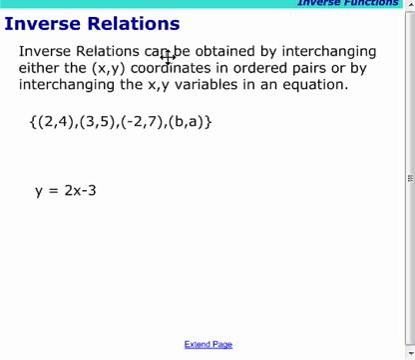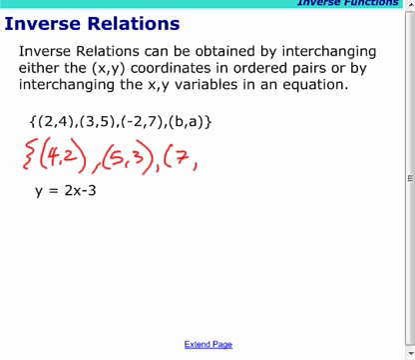Here's how you can find them. An inverse relation can be obtained by switching the x and y coordinates in an ordered pair, or by interchanging the x and y variables in an equation. So for example, here is an example of some ordered pairs. If I wanted to write the inverse relation that corresponds with this, I would simply take each of the x and y values and switch them or interchange them. So there's that one. The next one would be 5, 3. The next one would be 7, minus 2. And the last one would be a, b. So that would be the inverse relation to those ordered pairs.